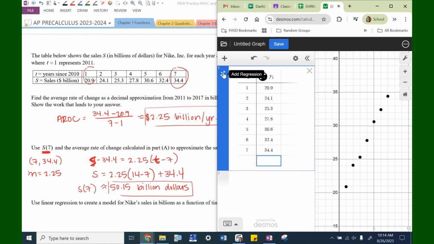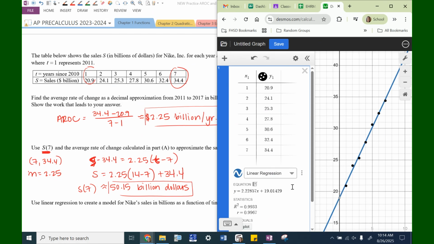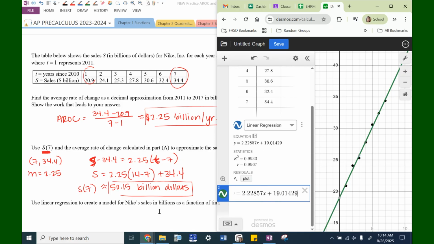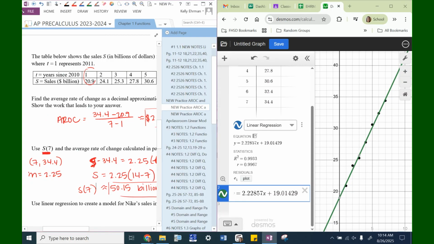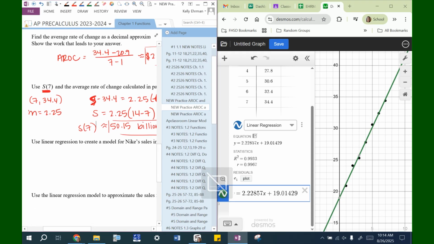And then they wanted a linear model, so I click regression. It's already linear regression, so there's a nice line. And in case I have to plug stuff into this equation, I'm going to copy it into the next line. All right, so we need to write this down. Remember, when you're writing your model, you want to use the correct variables if they're given in the table, and you don't want to round anything. So instead of y equals, it's going to be S equals 2.22857, and not x, but t, plus 19.01429.